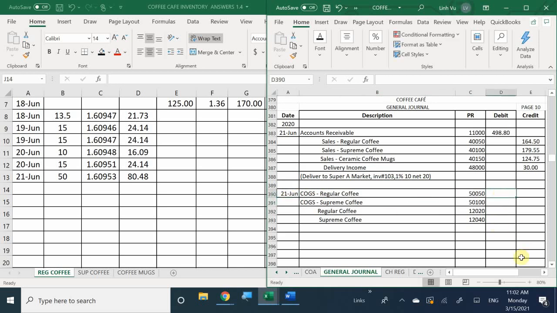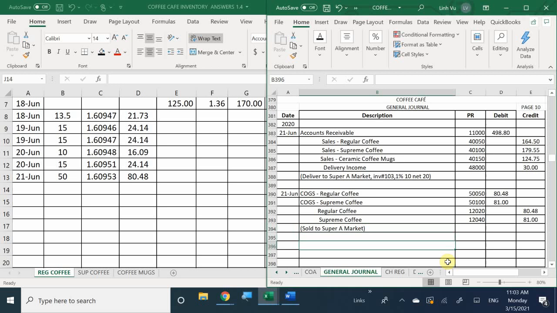Okay, so regular coffee we sold $80.48 and $81 to Supreme. Okay, what am I going to put for my notes here? I'm going to put sold to Super A Market, just so then I know in case they return something to us. Okay.